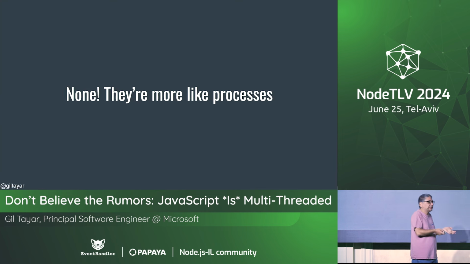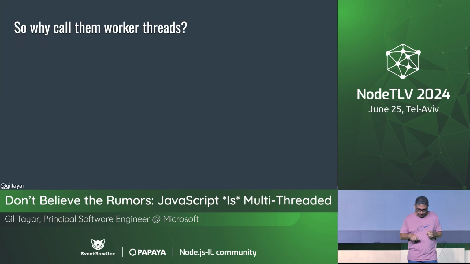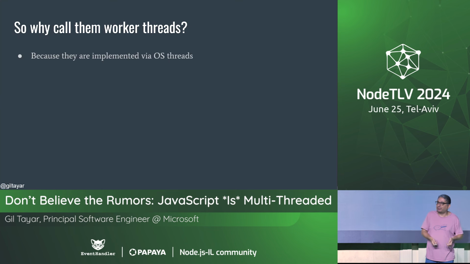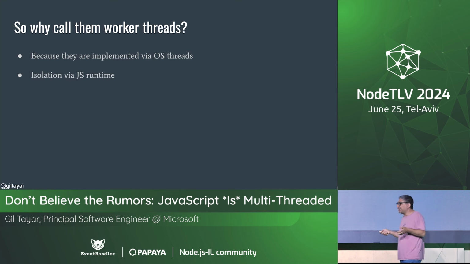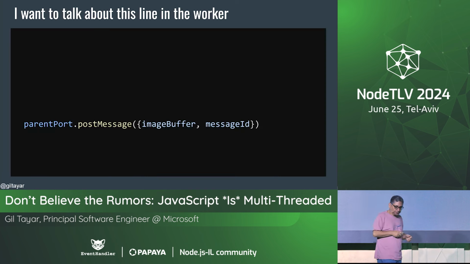They're more like processes, if you understand the difference between threads and processes. If you don't, that's fine. Why call them worker threads if they're not? Because they are implemented via OS threads. The isolation is not via the operating system, but via the JavaScript runtime.